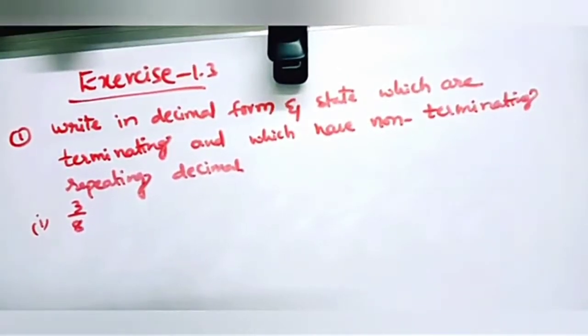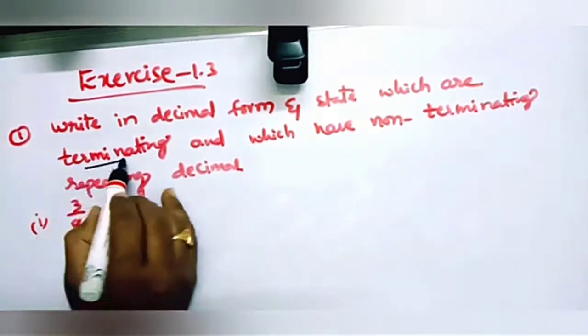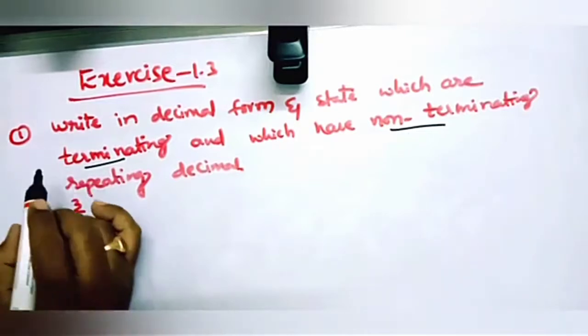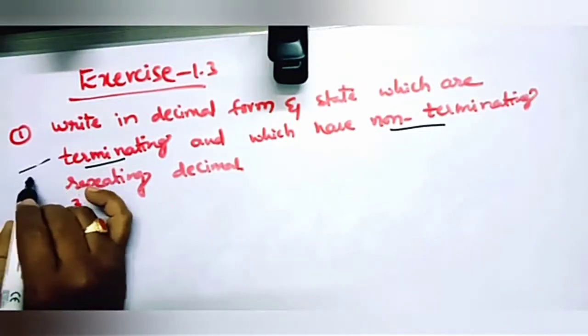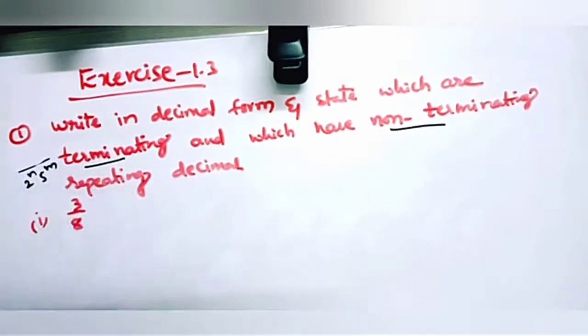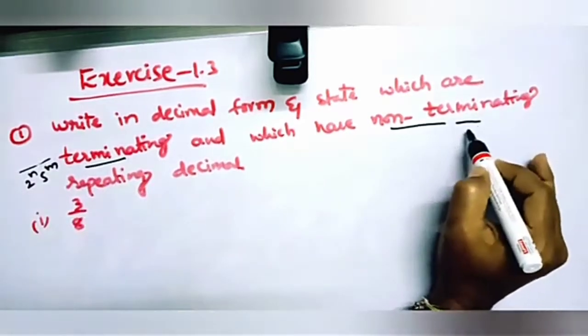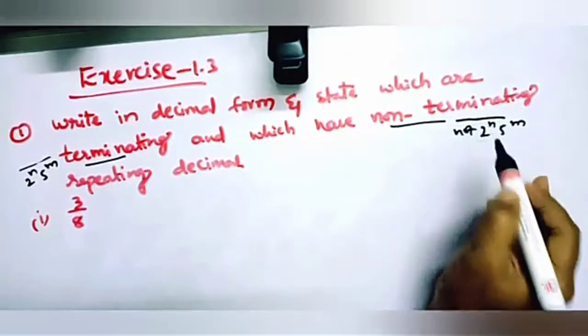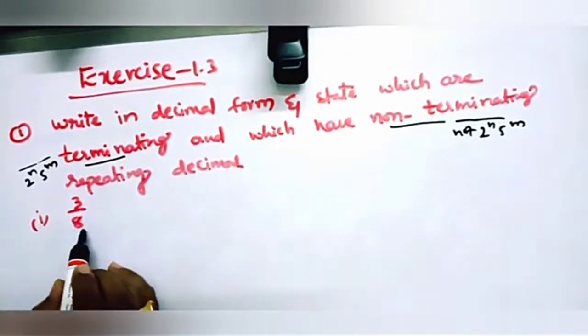Next one, exercise 1.3. Write the following rational numbers in decimal form, and also state which are terminating and which have non-terminating repeating decimal. So terminating decimal means the denominator is in the form of 2 power n and 5 power m, and non-terminating means the denominator is not in the form of 2 power n and 5 power m. So now you can check 3 by 8.